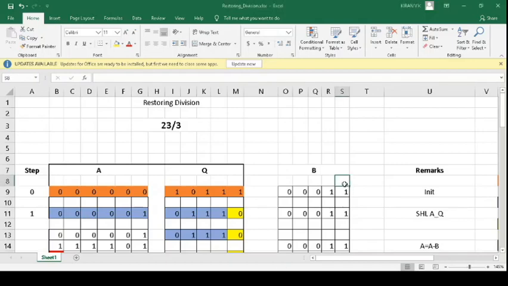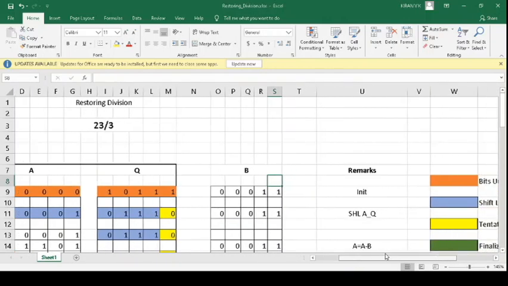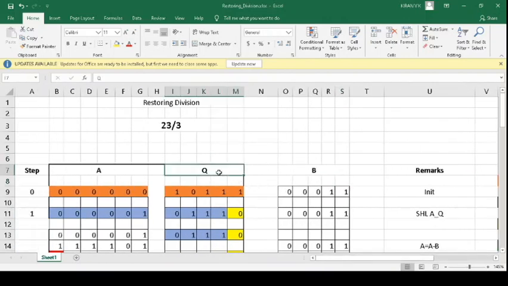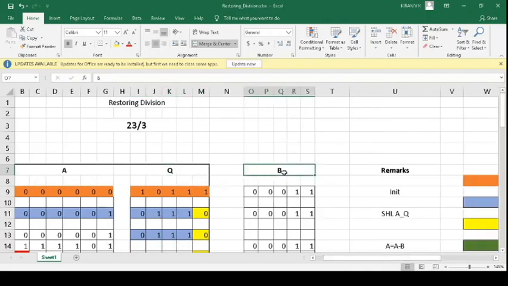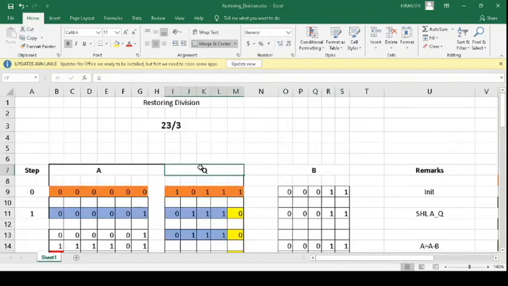Now we will see how we will choose the field lengths of Q, B and A in case of the restoring division algorithm. As I told earlier, the Q field is used to hold your dividend, then the B field is used to hold your divisor. So if you see here, your dividend is 23.